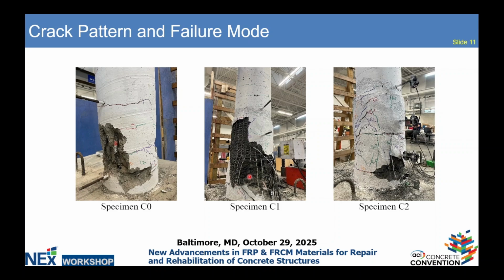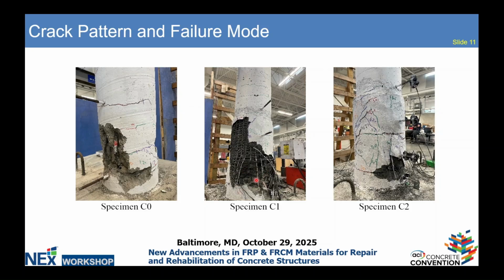But the FRCM system was there, so there was something happening inside the column. The concrete was crushing, but the system was still confining it. Once we had rupture in the FRCM and the FRCM system failed, we saw that the concrete that came out was fine, as if it was ground due to cycles of loading and unloading.